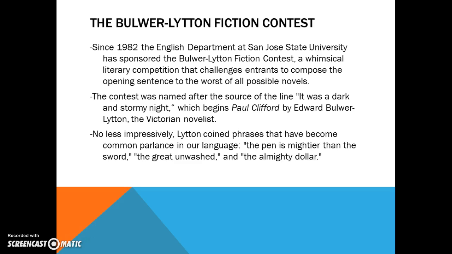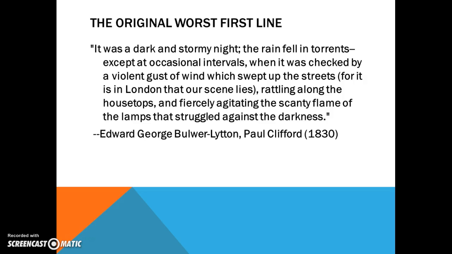The Bulwer-Lytton Fiction Contest is a really interesting contest where people write the best worst line they can think of to a hypothetical novel. So Bulwer-Lytton was a Victorian writer who came up with the original worst first line, and it was "It was a dark and stormy night," which we've probably heard in a lot of different movies or cartoons.